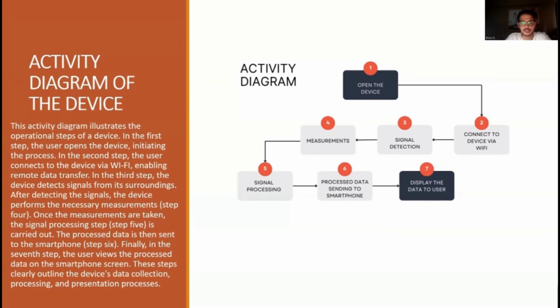After detecting the signals, the device performs the necessary measurements in step 4. The signal processing step is step 5. The processed data is sent to the smartphone in step 6. Finally, in the seventh step, the user views the processed data on the smartphone screen.